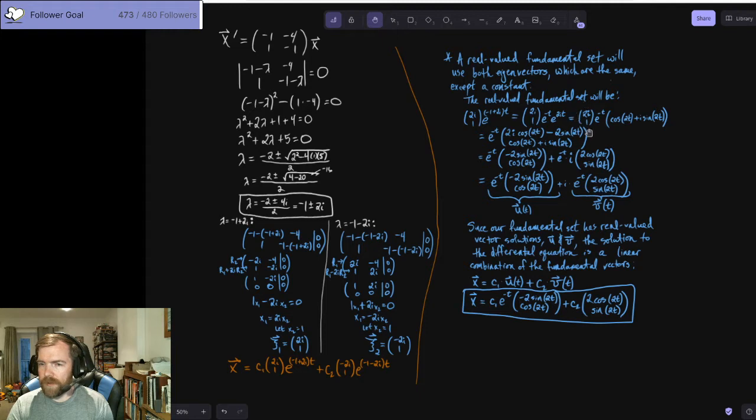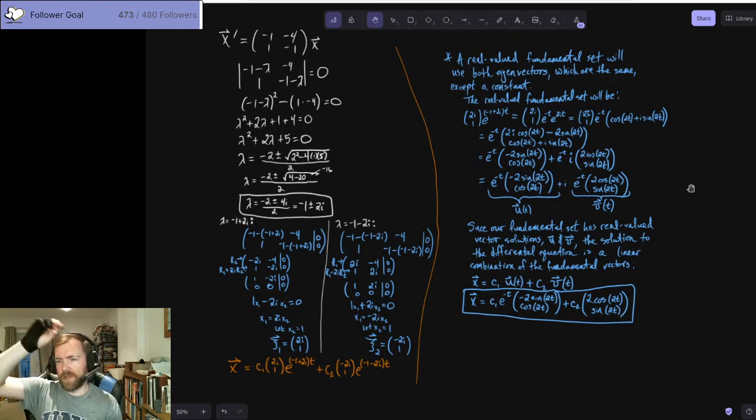If we multiply out our eigenvector times those pieces, then we get up top 2i times our cosine. 2i times our i sine ends up becoming negative 2 sine. On the second row, we just have cosine plus i sine, all of 2t.